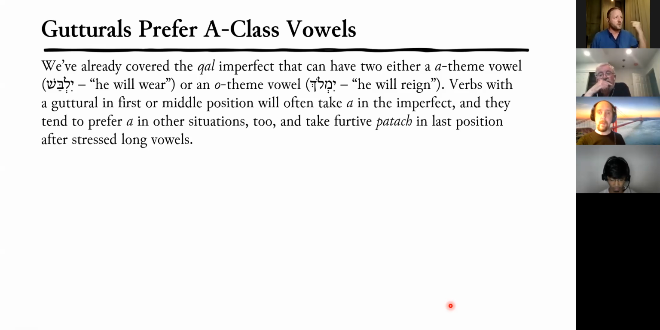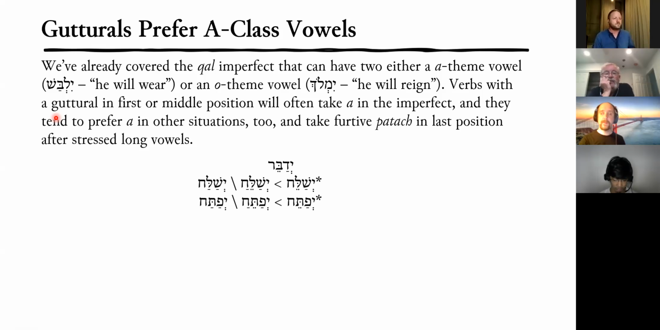We have lavash, he wore something, he wore clothes, and in the future, yilbash. And many times we don't know why some verbs have a and others have o. They tend to say that it's mostly stative verbs that have a, like yichbad, it will be heavy. Stative means that it describes a state of being, like heaviness. I don't understand why to learn would be considered stative, and to wear, that doesn't seem stative to me, but that's how they explain it.